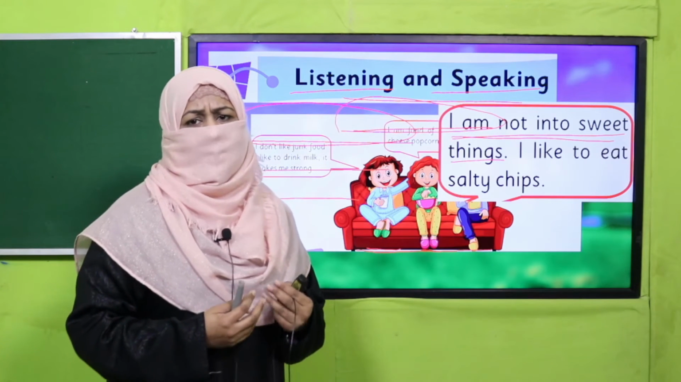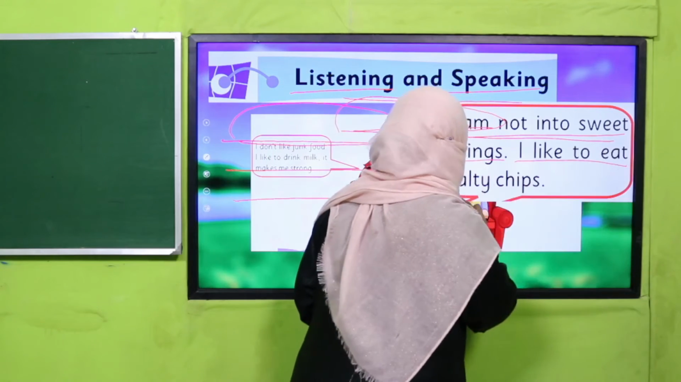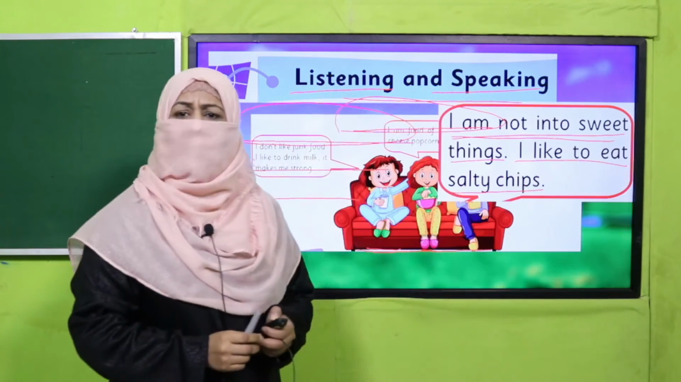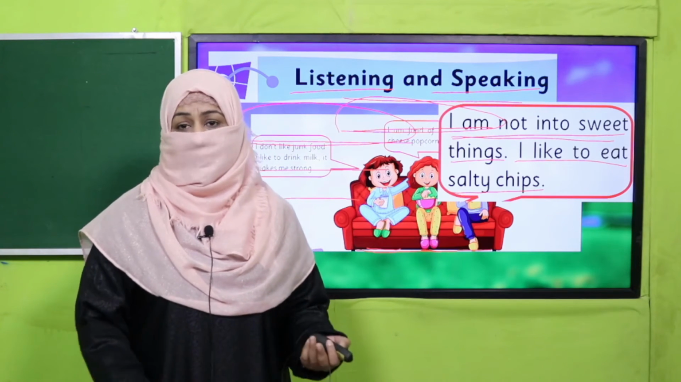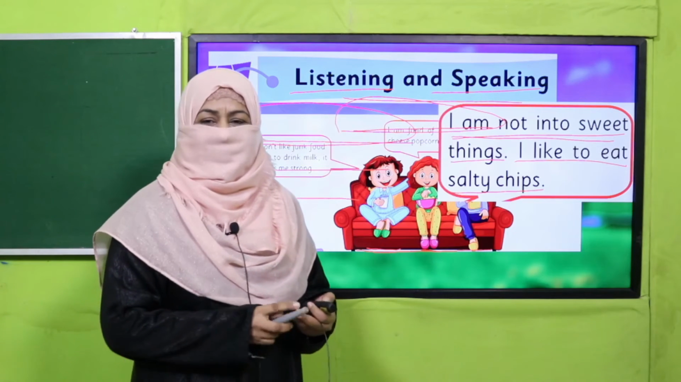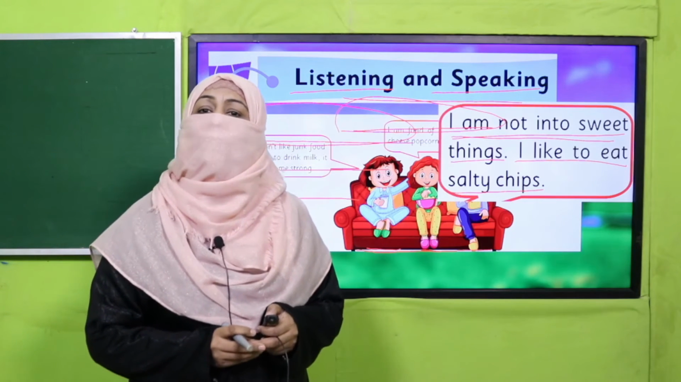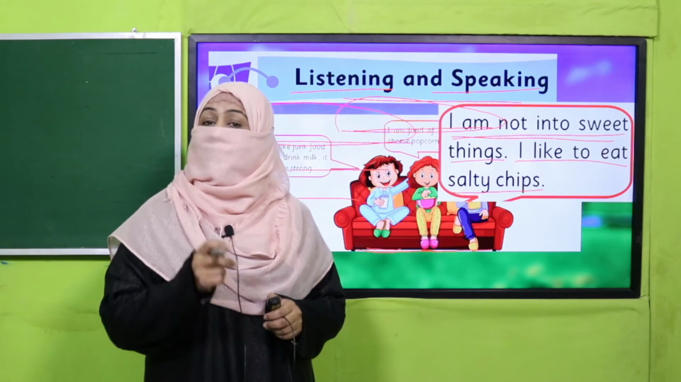I don't want to eat many sweet things. So what do I like? I like to eat salty chips. Okay, so this is how our choices vary. We can like something, we may like less something. Okay, so we should know how to express it. Are you clear? It's very simple. All right, now it's your turn.